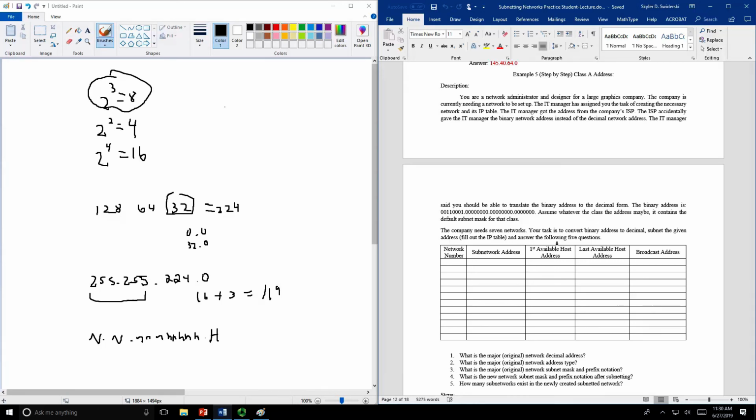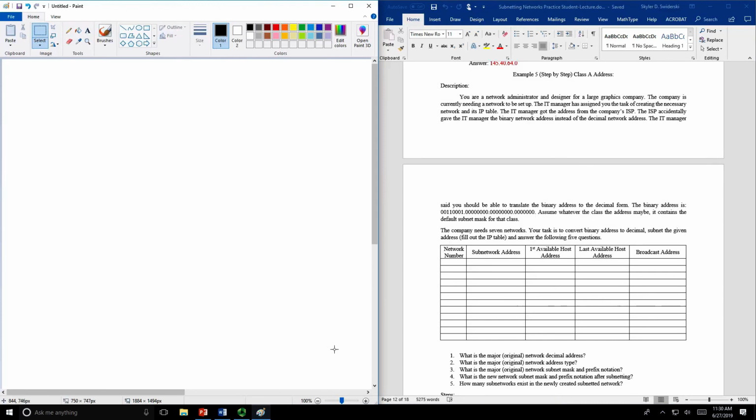So just like Class B, the number adjustments where we place the numbers will be slightly different. It will be off by a quadrant or octet, but the same principles and concepts apply. So in this case, you're a network administrator and designer for a large graphics company. The company is currently needing a network to be set up. The IT manager has assigned you the task of creating the necessary network and its IP table.